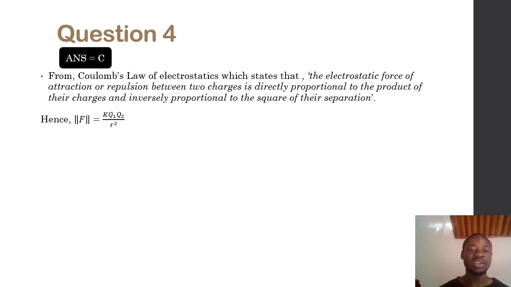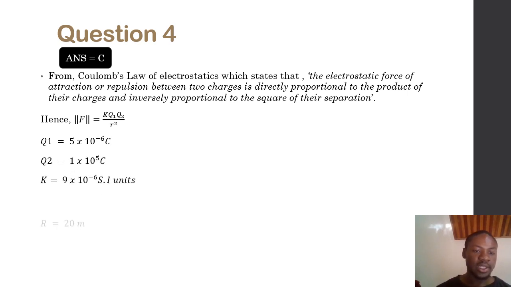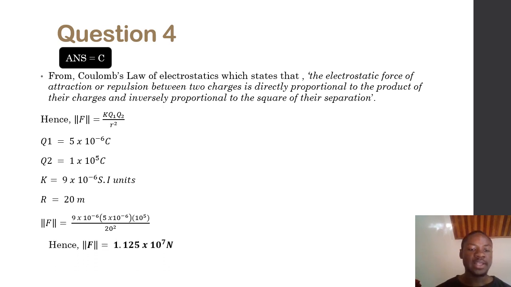Q1 and Q2 are the respective charges, and R is the separation between the two charges. That's Q1 and Q2, that is K, and that is R, the separation between the two charges. So we get the intensity of the force to be that. Hence, F is equal to 1.125 times 10 to the 7 Newton. That gives us the answer C.